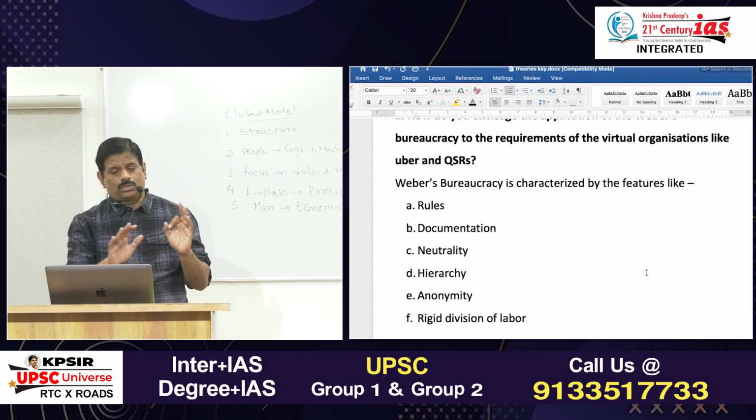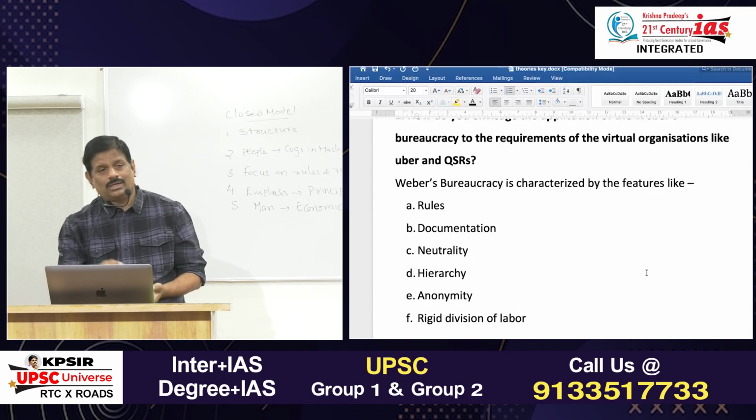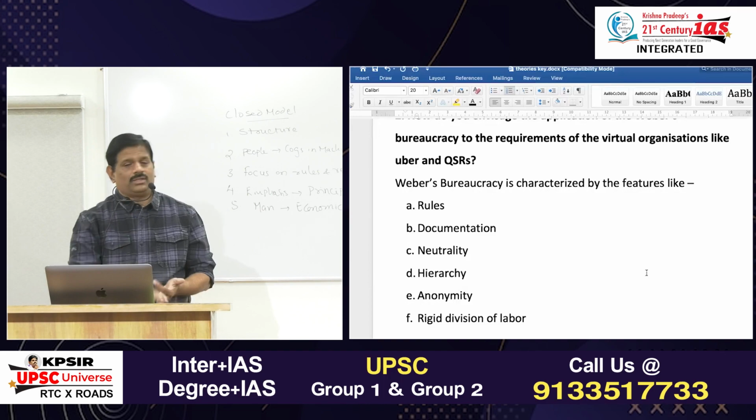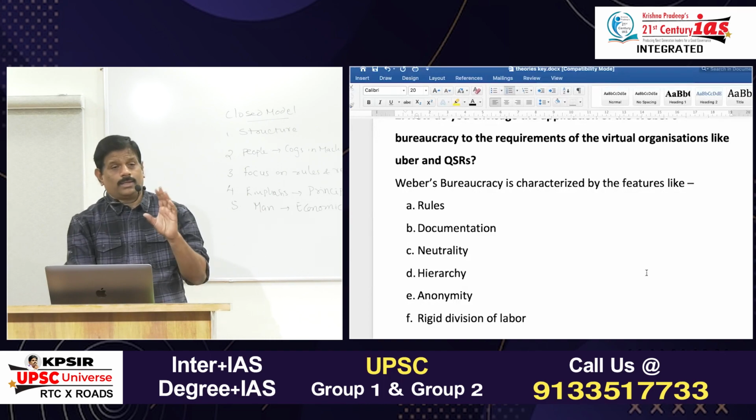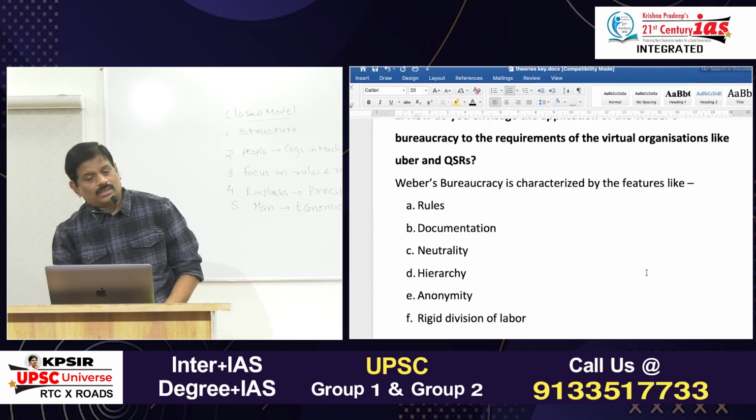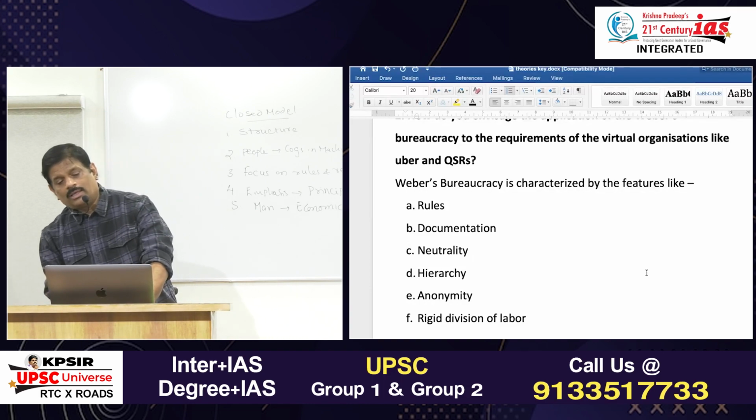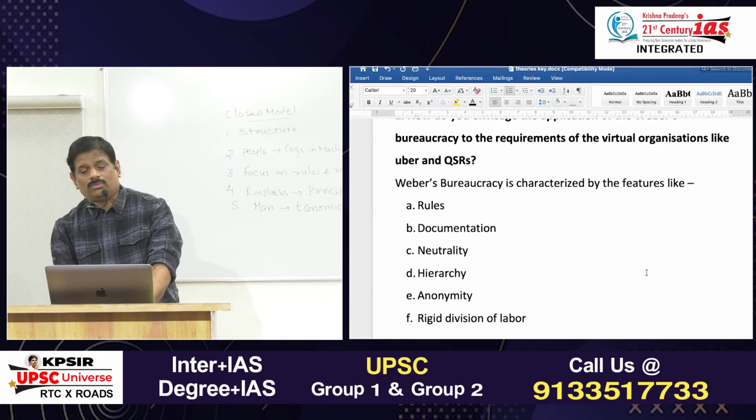That is neutral with reference to the politics. He will not be having any kind of political affiliations. And the principle of hierarchy, they are operating: the superior-subordinate differentiation. Then anonymity. A bureaucrat will be working from behind the curtain, not in front of the screen. And it will be operating on a division of labor.